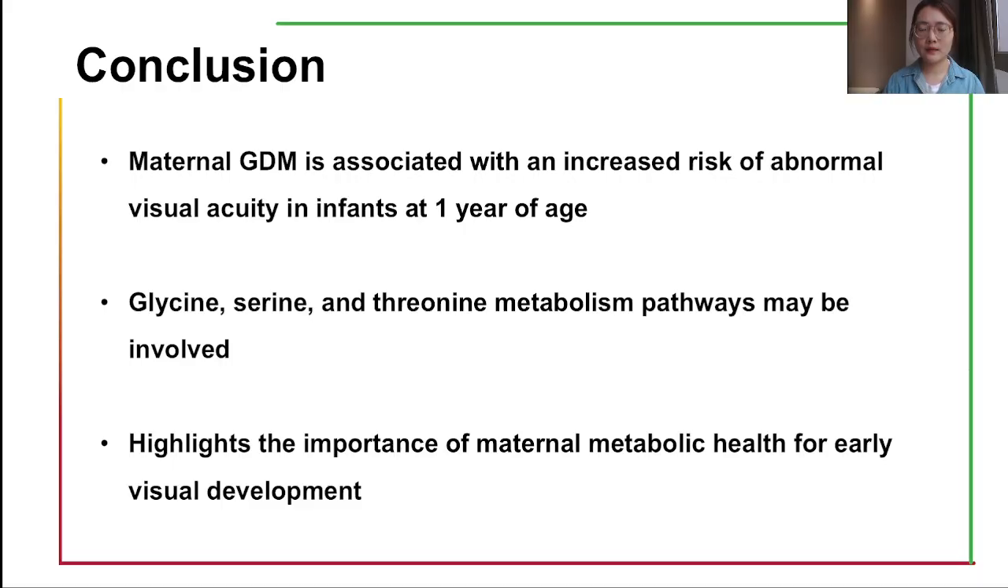In conclusion, our findings suggest maternal GDM may be associated with an increased risk of abnormal visual acuity in infants, and the glycine, serine, and sodium pathways may be involved. These findings highlight the importance of maternal metabolic health during pregnancy for early visual development in offspring.